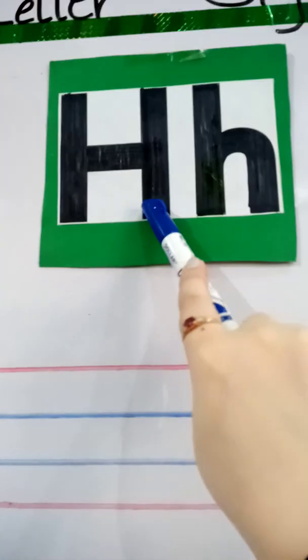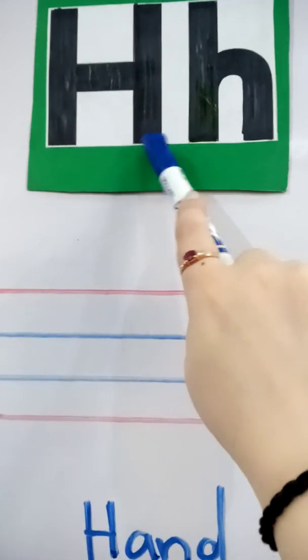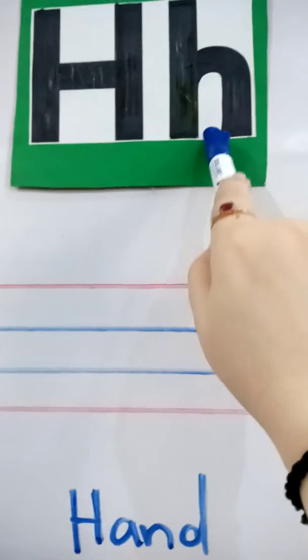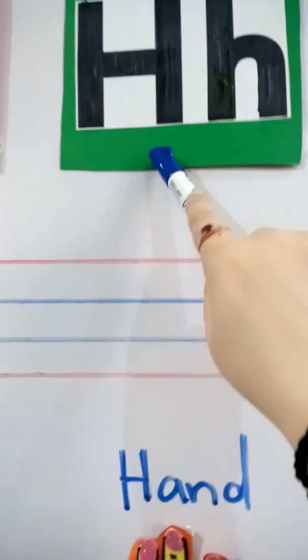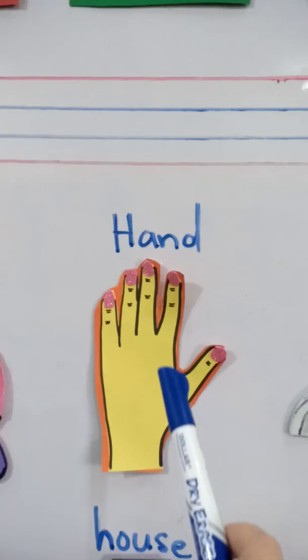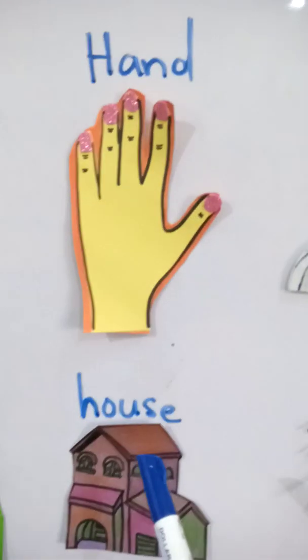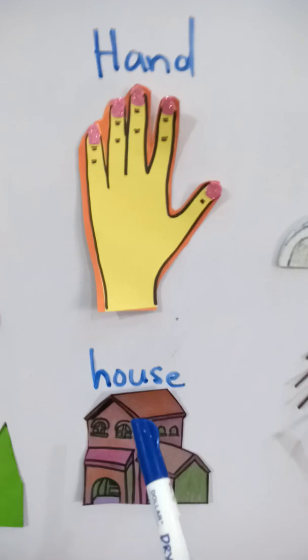And after G what comes? Letter H. After G it comes letter H, and H says /h/. That is the capital H and that is the small h. And which object starts with the letter H? Let's see over here on the board. H for hand, hand. And H for house, house.